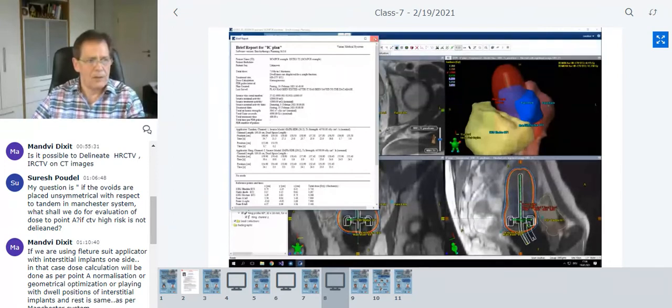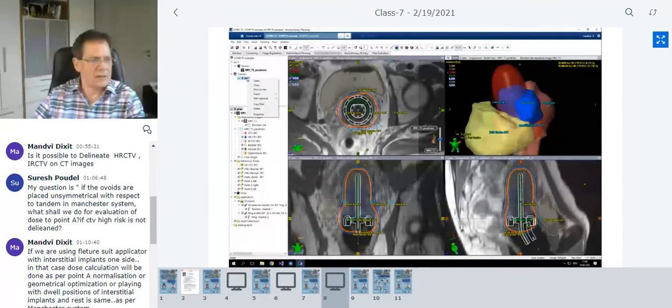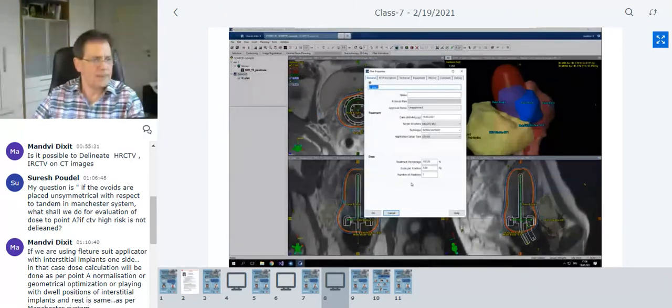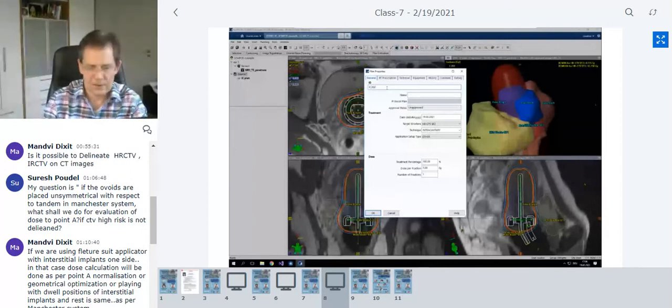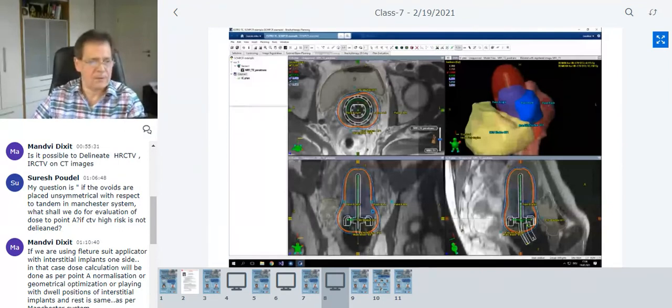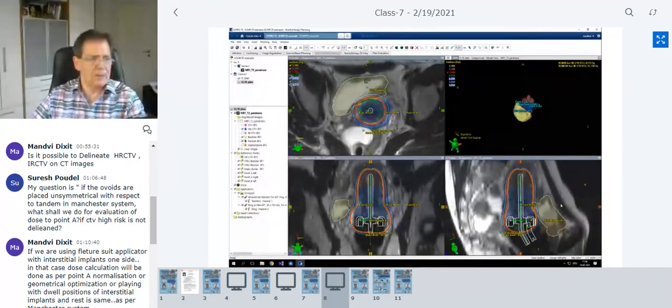Good, let's keep this as an intracavitary plan. Now I copy this plan, paste the plan into the same image set, and now we want to develop an intracavitary and interstitial plan. We keep the dose the same. I did not change anything yet. It's the same dose distribution that we just developed.